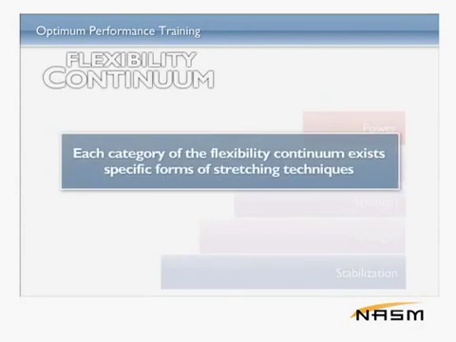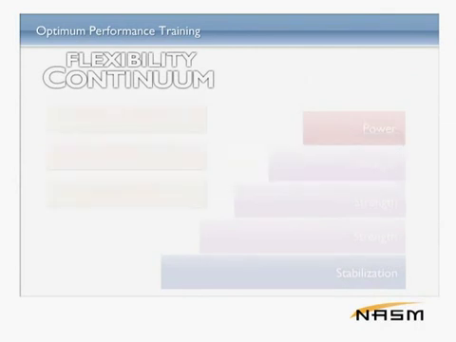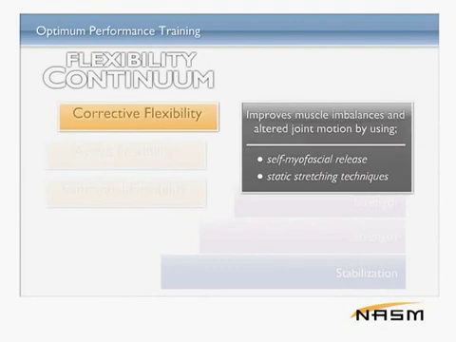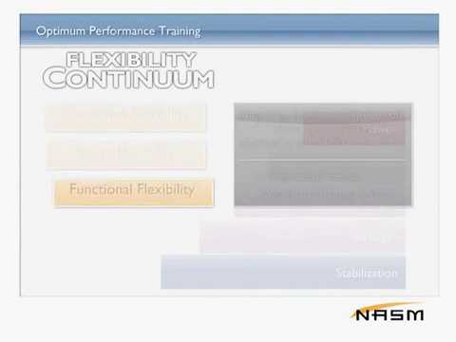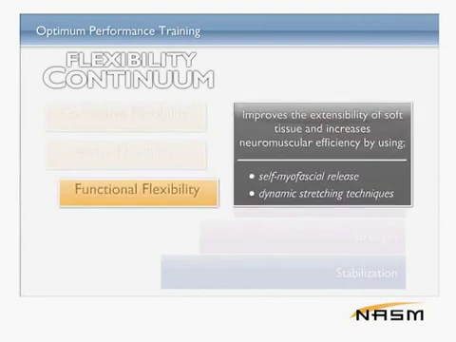Within each category of the flexibility continuum exist specific forms of stretching techniques that would be most appropriate for the desired outcome. Corrective flexibility improves muscle imbalances and altered joint motion by using self-myofascial release and static stretching techniques. Active flexibility improves the extensibility of soft tissue and increases neuromuscular control by using self-myofascial release and active isolated stretching. Functional flexibility improves the extensibility of soft tissue and increases neuromuscular efficiency by using self-myofascial release and dynamic stretching techniques.